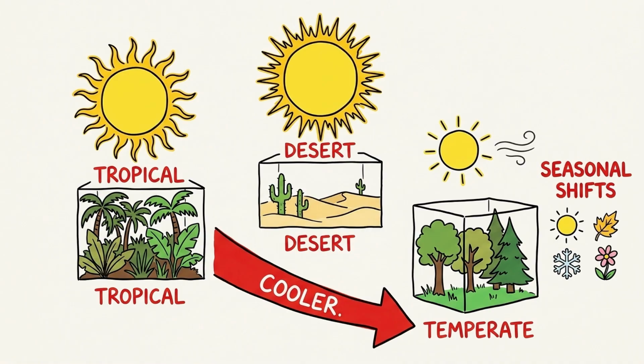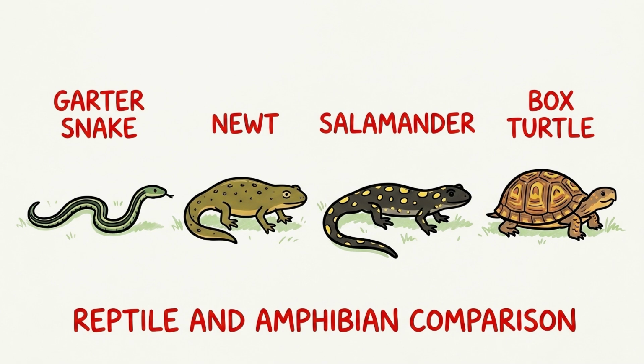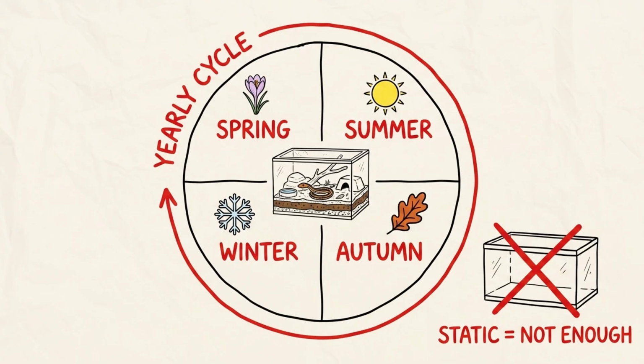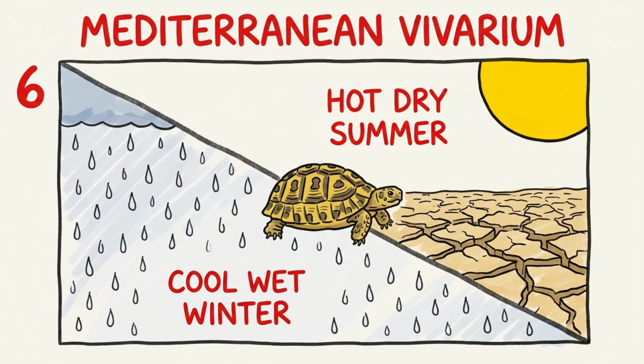Temperatures are cooler than tropical or desert builds and shift across the seasons. Garter snakes, newts, salamanders, and box turtles are typical residents. Unlike most other vivarium types, the enclosure must change across the year. Many temperate species require a cooler winter period to cycle and breed naturally, adding a layer of planning that static enclosures do not require. 6.